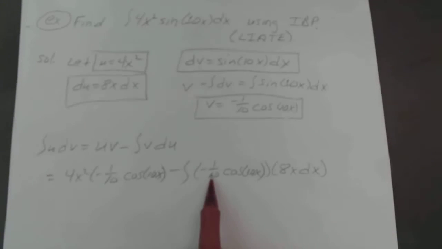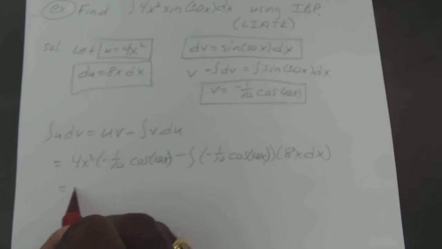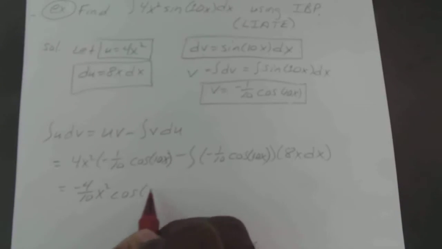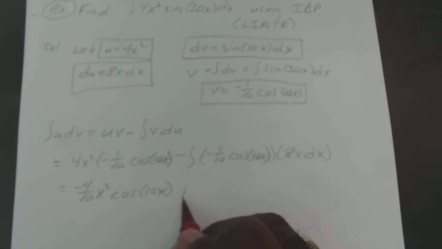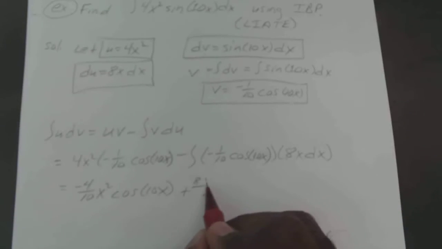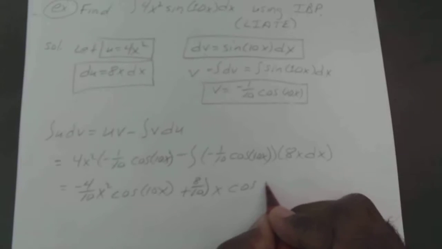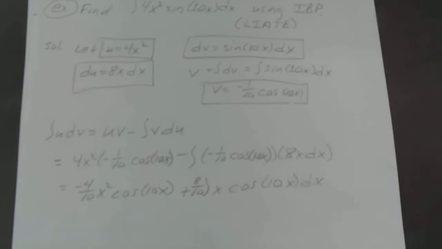Okay, so the 8 over 10, we can go ahead and factor that out. And we can do the same thing with the negative 1/10 over here. So negative 4/10 x squared cosine 10x. Factor that out, it becomes plus the integral. You can have 8 over 10, I'll reduce it the next step, x cosine of 10x dx.